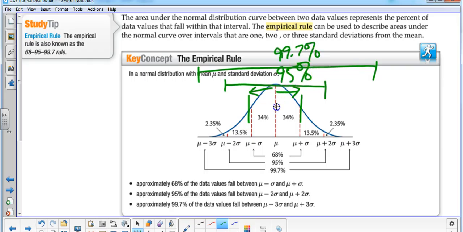Even in AP stats and stuff, I think they use 4 as 100%. Okay, 4 standard deviations. In theory, it doesn't ever actually hit 100% because it doesn't ever touch the x-axis.